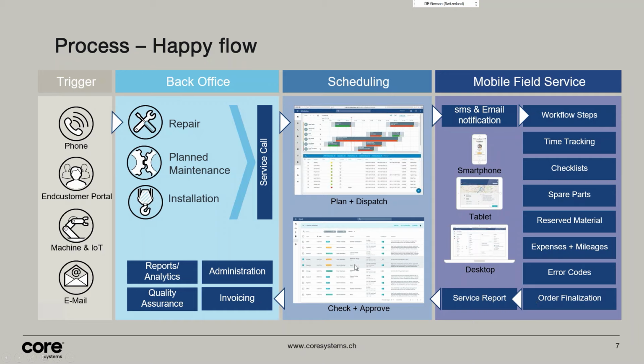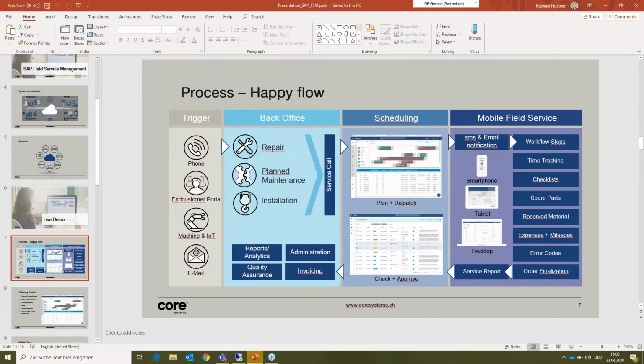And then there is the possibility for the dispatcher or the back office to check everything and approve it if you want it this way. Otherwise, you can just do it without approval, of course. And the last step is then to invoice the customer for the service. And this is what I want to show you next live. That's why I'm going to jump out of my presentation.